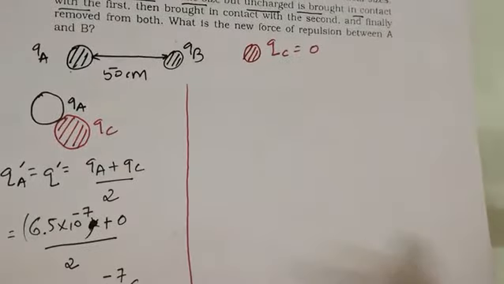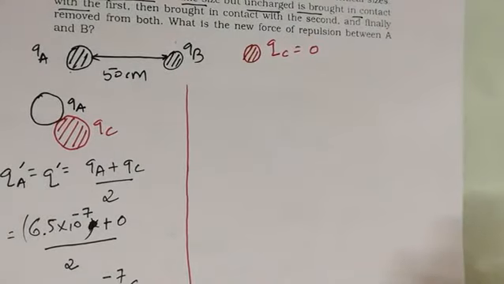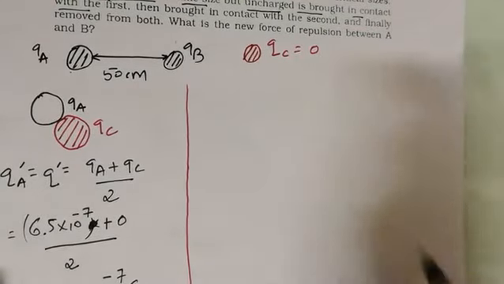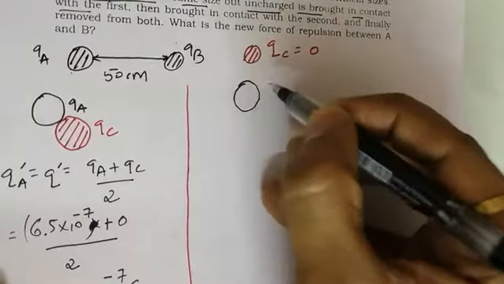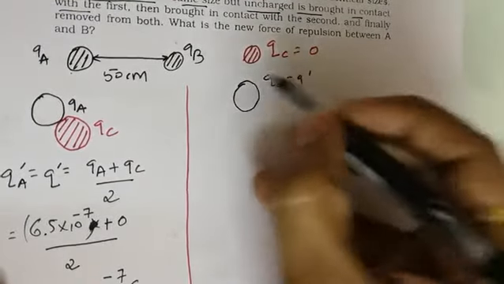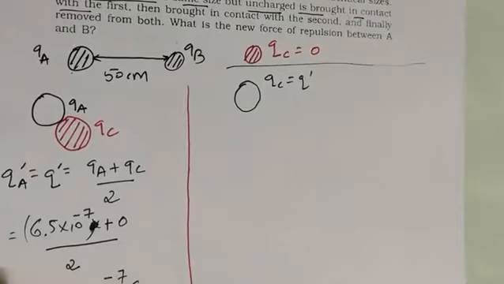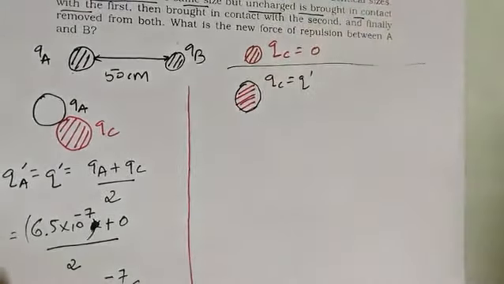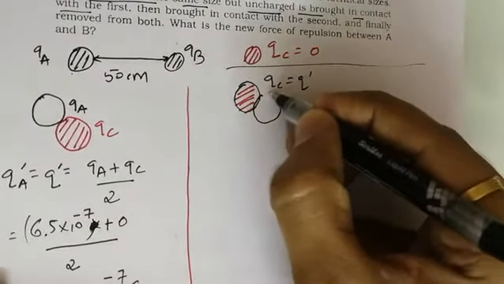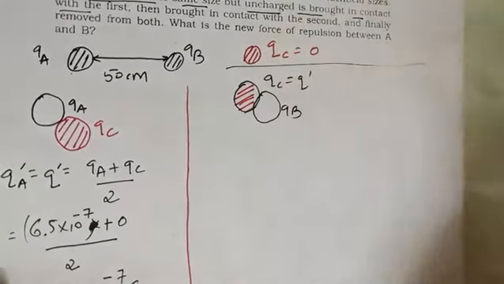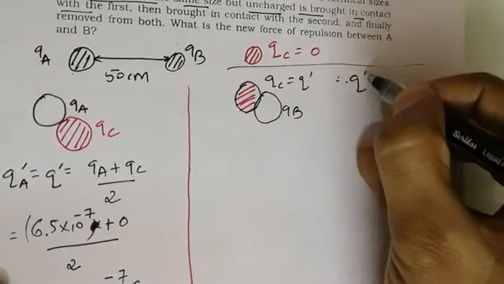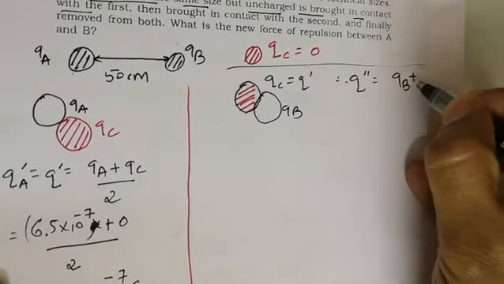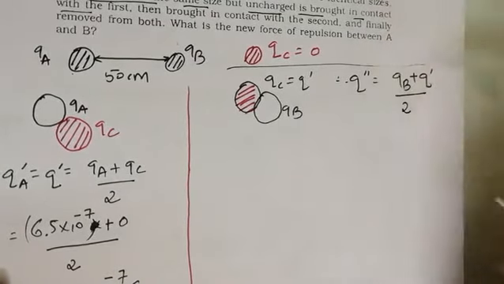After that, I have another thing to find out. Now C is brought in contact with the second one. Now C is called Q dash, the new charge of it. This is the story of the previous one, which was chargeless previously and now has a new charge. It is brought in contact with B, so this is QB. So I can have a new charge Q double dash equals QB plus Q dash divided by 2.